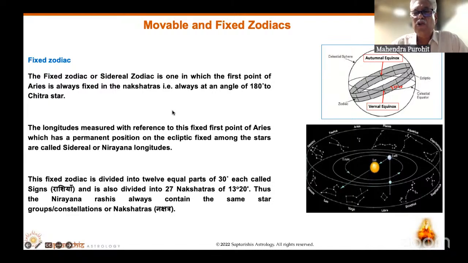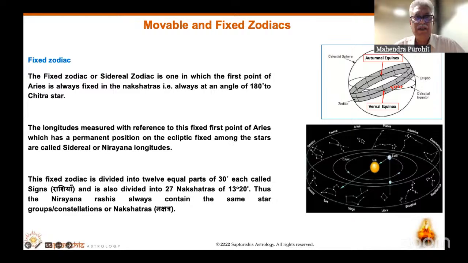Fixed zodiac is also called sidereal zodiac. Here you can see this is Aries and this is Chitra. Libra sign starts from the third quarter of Chitra. So 180 degrees opposite to the third quarter of Chitra, at the start of Chitra, is the Aries sign.